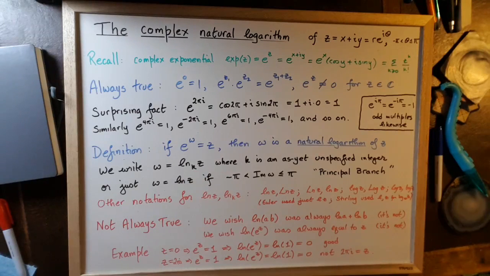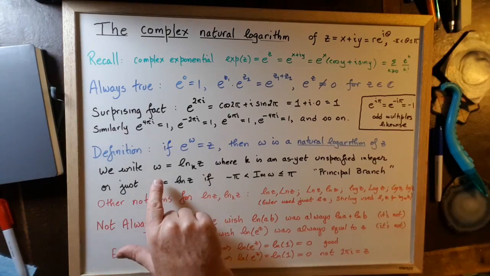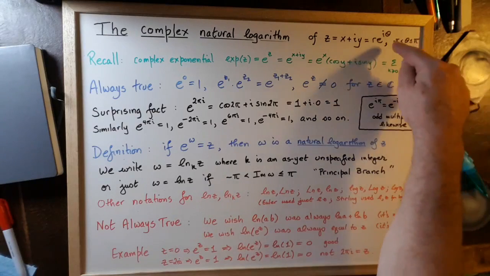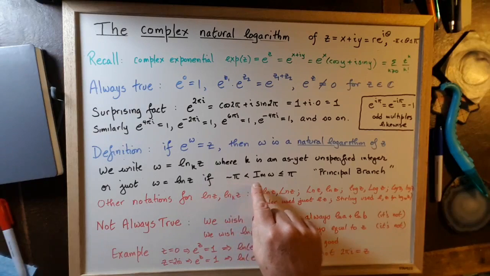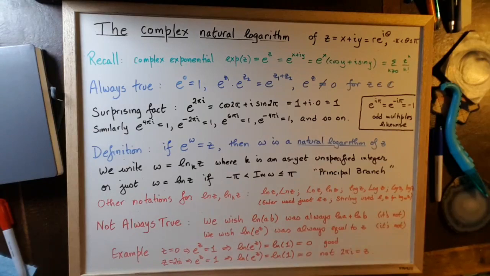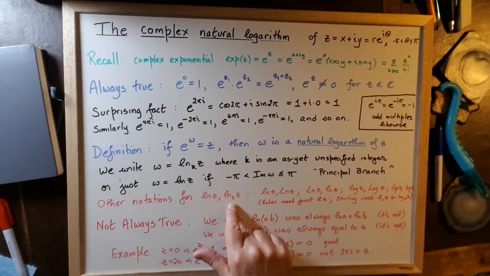If I leave the subscript off, then I mean in particular that the imaginary part of w is trapped in this principal range, the same as the principal range of the r e to the i theta, so that we have minus pi less than the imaginary part of w is less than or equal to pi. This is called the principal branch of the logarithm. There are a lot of other notations for the natural logarithm and the principal branch. So here we're using ln z for the principal branch and ln sub k of z.